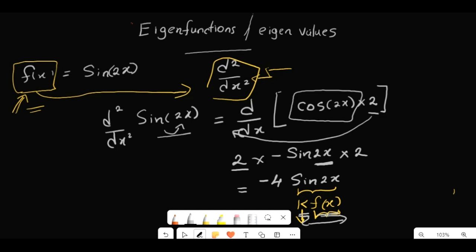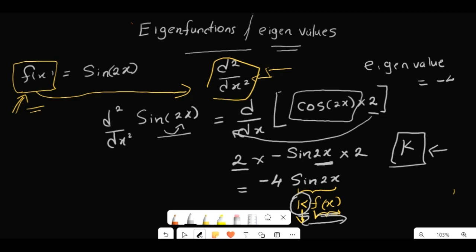And what are eigenvalues? We already saw them. What is an eigenvalue? This one here. We are obtaining a constant value along with our function. This constant value is called the eigenvalue. So this k is the eigenvalue. In this example, the eigenvalue is equal to minus 4. This is the eigenvalue, and this function is an eigenfunction of this operator.